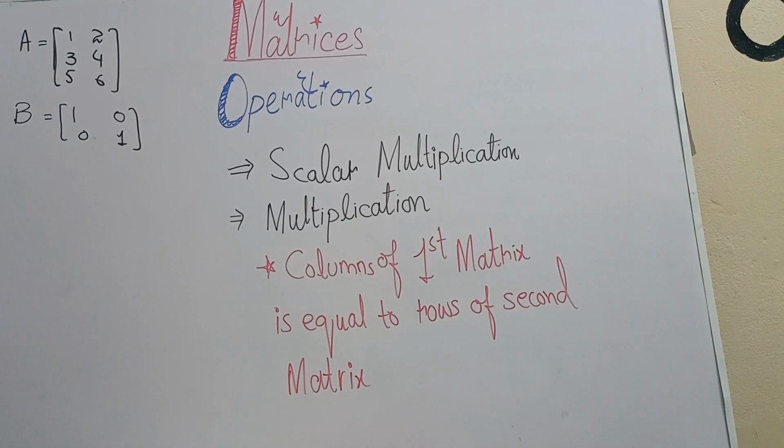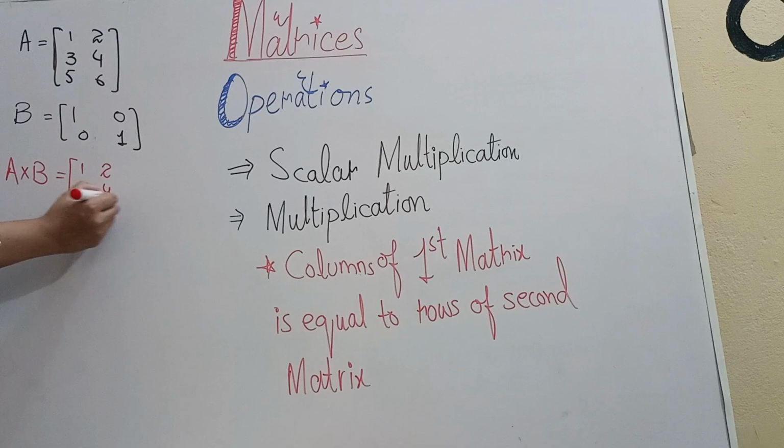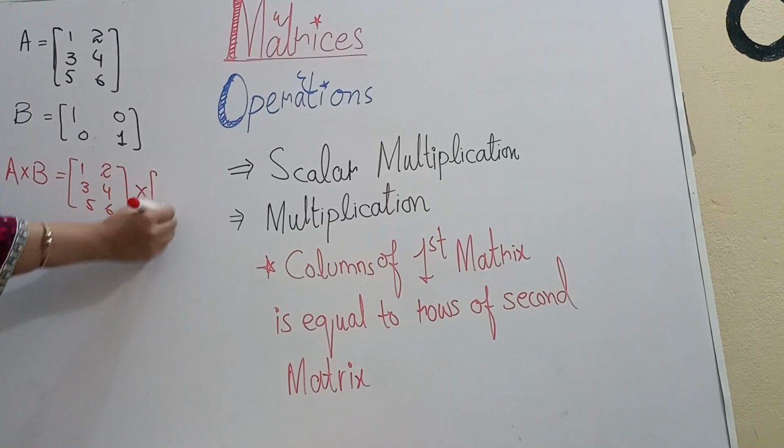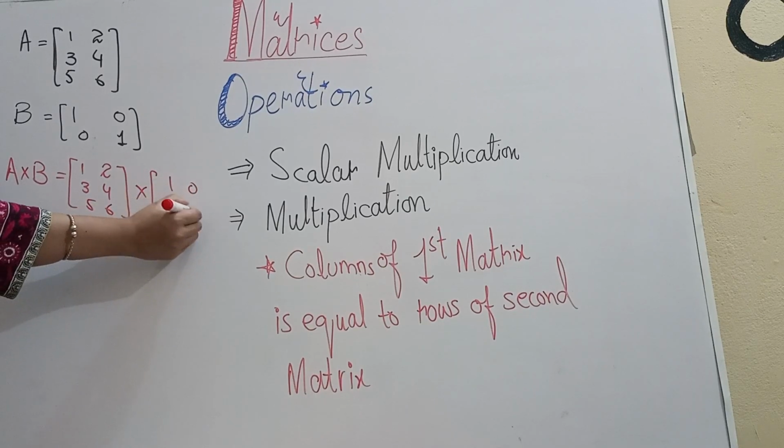So here I have taken two matrices, matrix A and matrix B, the same that I have discussed in the previous example. For multiplication, we first write the name of the multiplication with a multiplication symbol, and then write the matrices with the multiplication sign. So here is matrix A, the multiplication symbol, and here is matrix B.